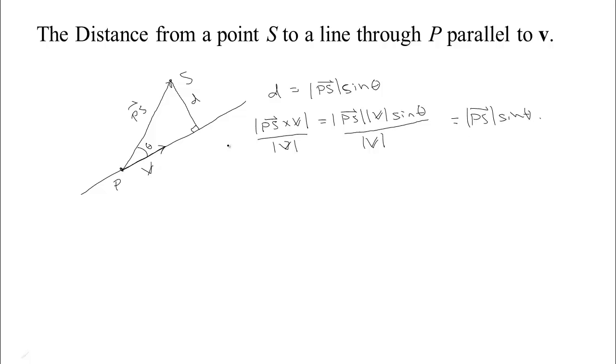So what this is telling us is that if we want to find the distance, which is the length of PS sine theta, one way to do it without having to measure an angle and then take a sine is just to compute this cross product. So we'll take the length of the cross product divided by the length of V, and that will do it. Let's look at an example of how this could be applied.